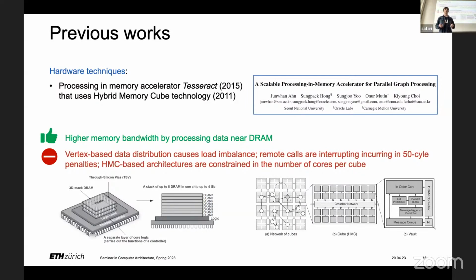Moreover, there are some remote calls that are interrupting and do incur 50 cycle penalties. And having a hybrid memory cube technology, this kind of architecture is going to be constraining the number of cores that we are using inside the cube. So it's very difficult to make them scale well.